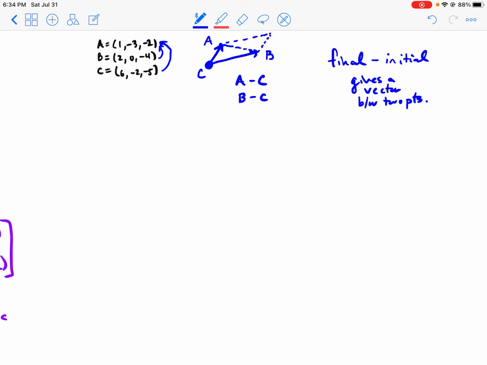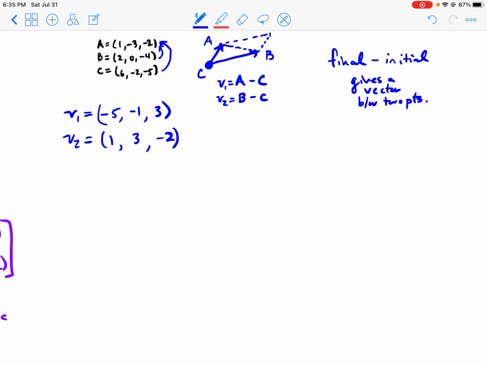So A minus C, 1 minus 6 is minus 5, minus 3 minus negative 2 is minus 1, minus 2 minus negative 5 is 3. So this is our first vector, v1. Here my v1 was A minus C. Okay, so then my second vector, how about B minus C? 2 minus 1 is 1. 0 minus minus 3 is 3. Negative 4 minus minus 2 is minus 2. Okay, so now I have my two vectors.